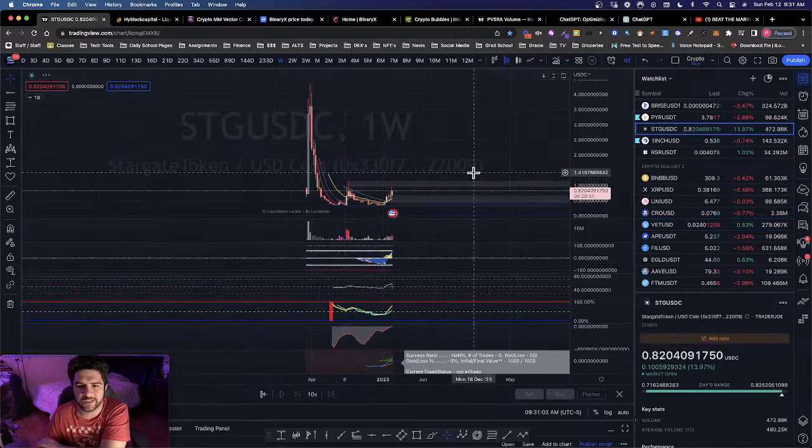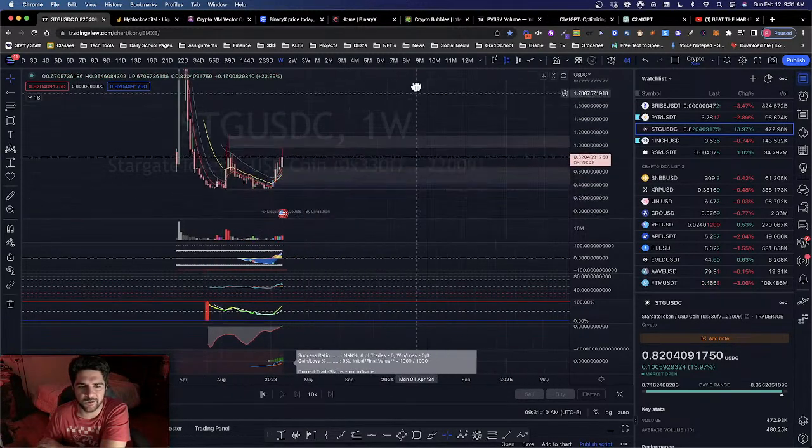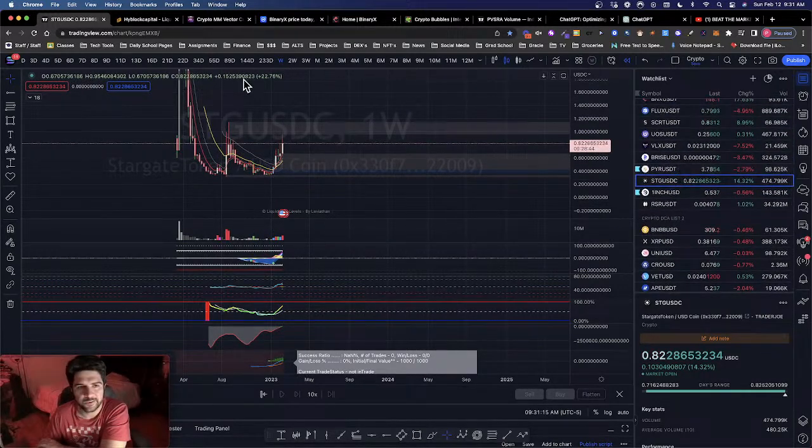This thing's pumping today. This thing's gonna realize. It's just coming back into previous vectors. Look at all the red. I don't see any green on this. This is a pump and dump, man. Pumping and dumping.